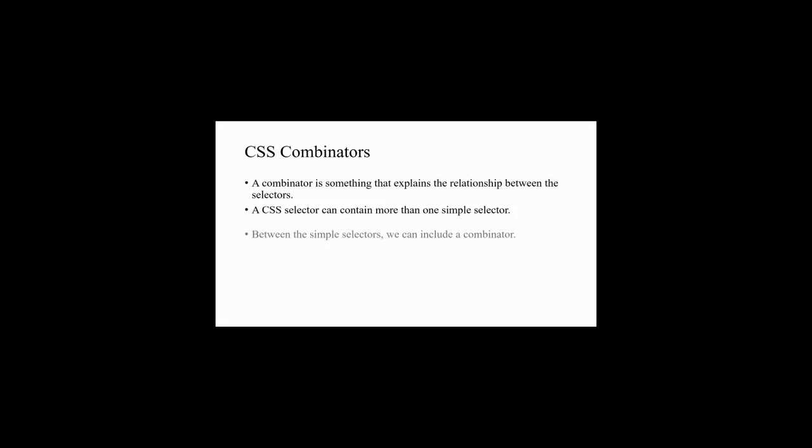What is a CSS combinator? A combinator is something that explains the relationship between the selectors. A CSS selector can contain more than one simple selector. Between the simple selectors, we can include a combinator. There are four different combinators in CSS.